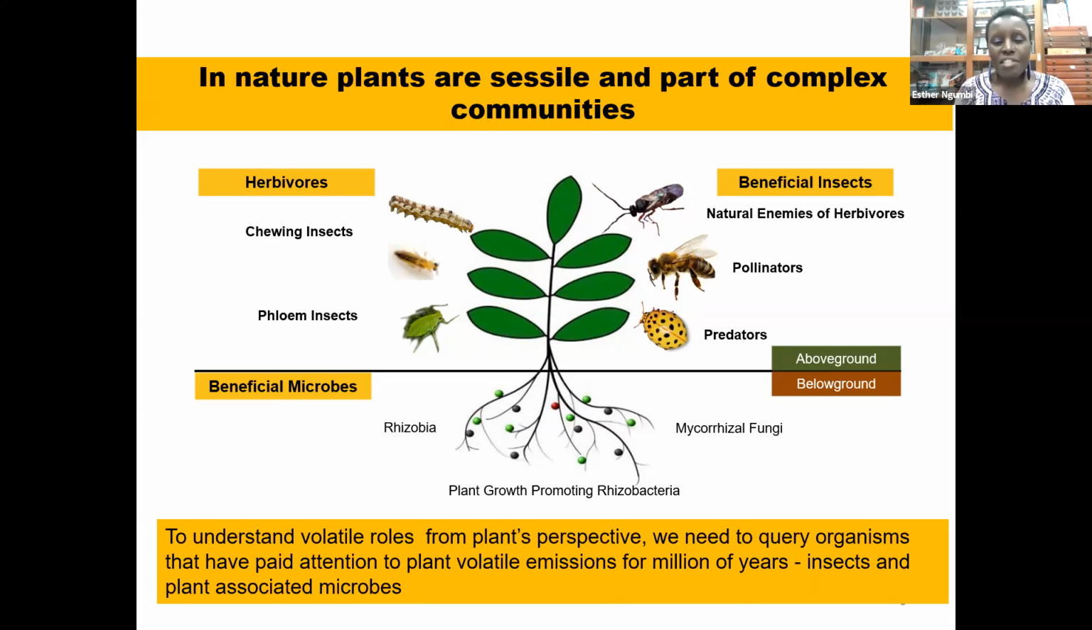And so to truly understand volatile roles from the plant's perspective, we need to basically work with organisms that include insects and beneficial soil microbes, that have actually paid attention to these chemical signals that a plant emits at any given second or an hour. And these associations have been evolving for millions of years. So they've been fine-tuned by nature, and they are adapting and changing with every day.